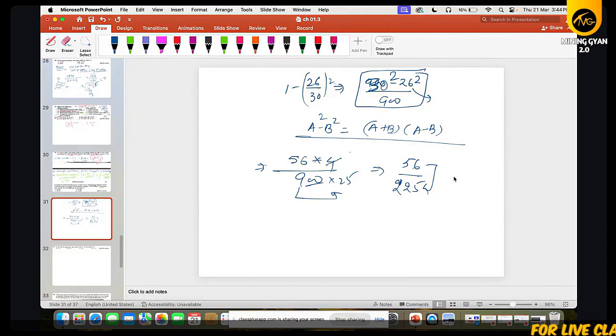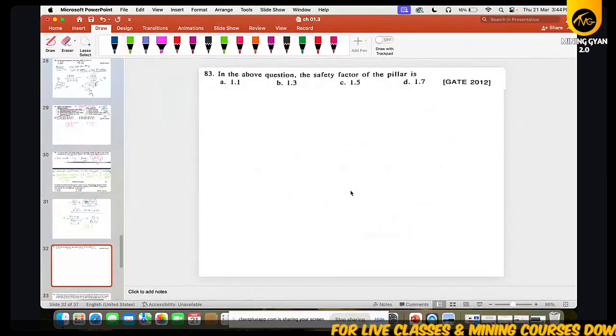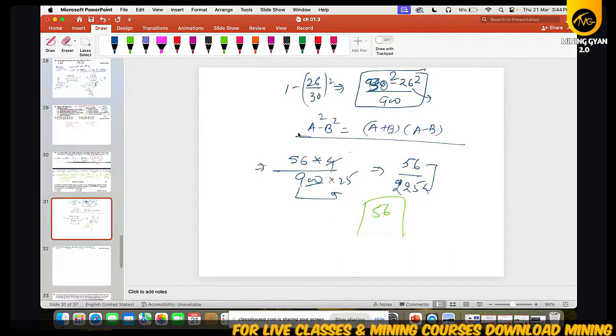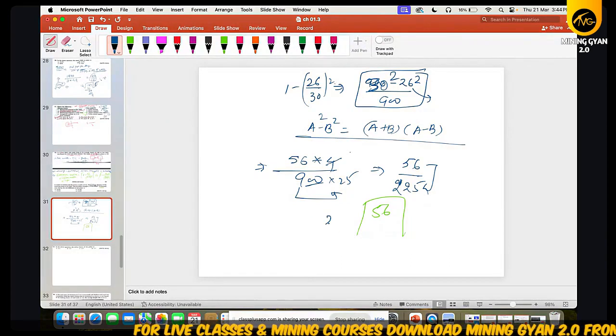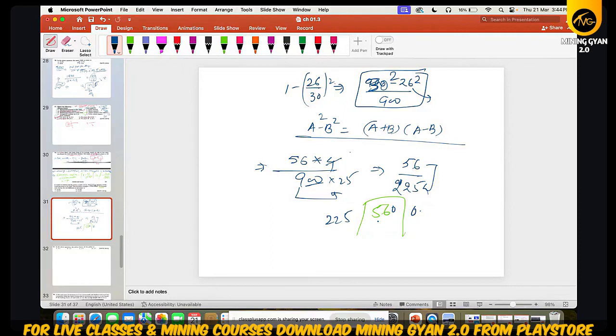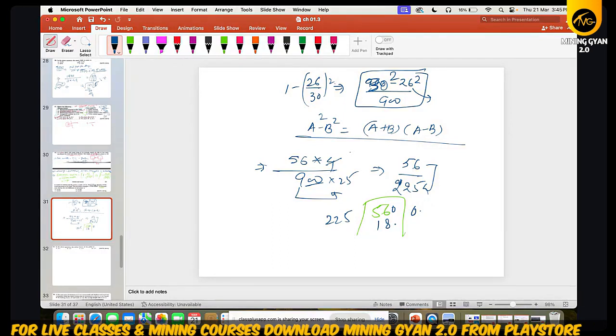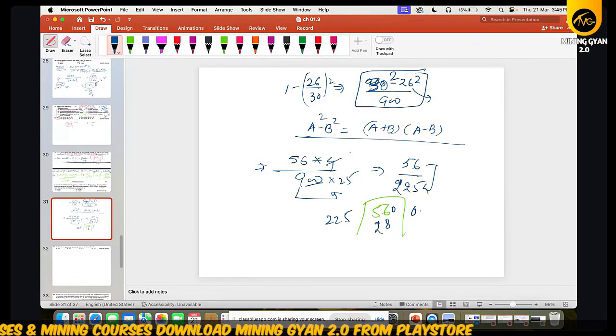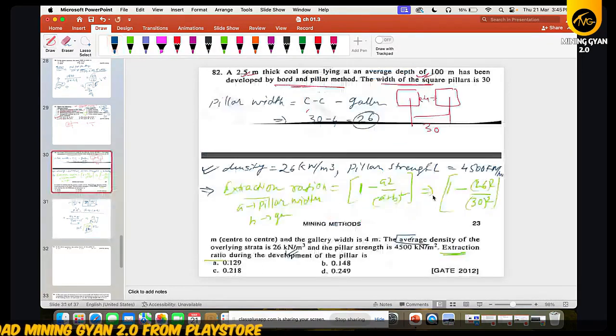So you have to divide 56, because the next question is based on this. We have to solve this question and get the answer, otherwise the next question will not work. 2 times 25 is 50, 2 times 250, so 0.2 where is it coming? The answer will be 0.24.